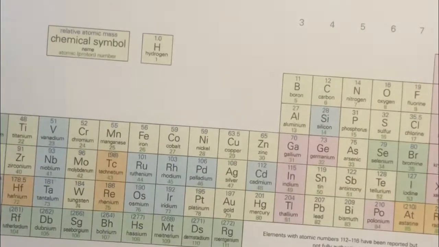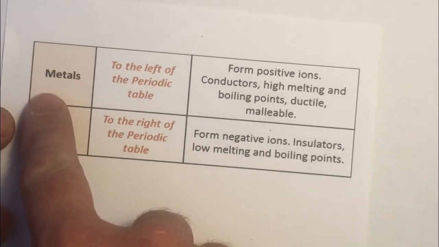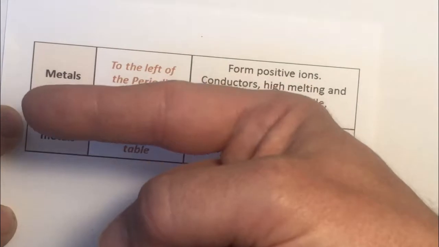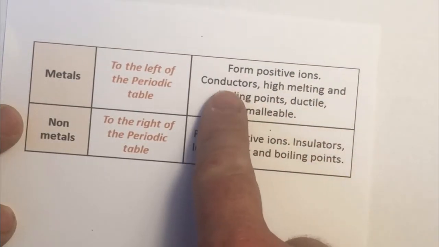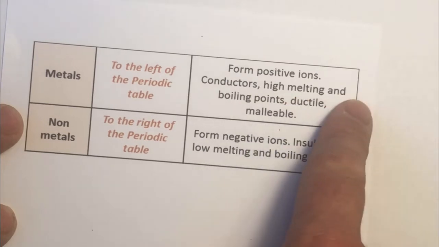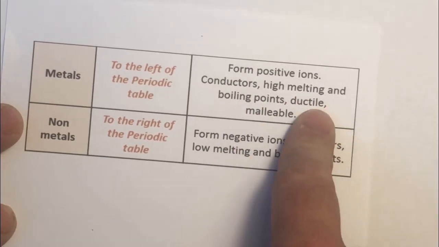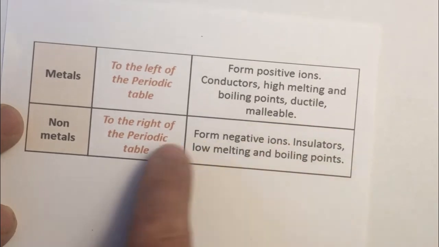So, this is the factual information based on it. Metals are to the left of the periodic table, so aluminium and that way. They form positive ions, they are conductors, have high melting points, boiling points, and are ductile and malleable. Ductile basically means you can stretch it, malleable means you can kind of hammer it into shape.